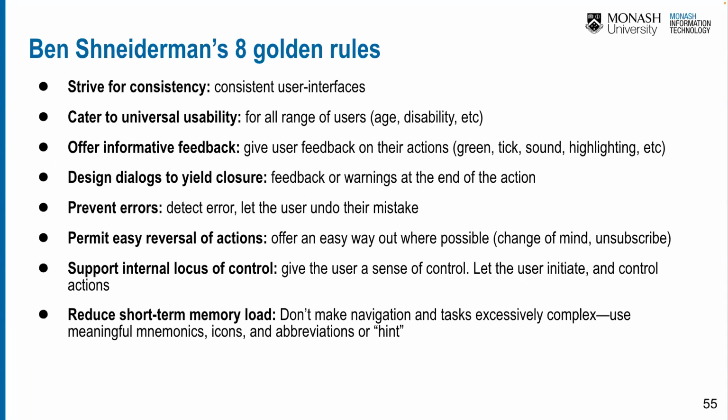Okay. Next, we should offer informative feedback as much as possible, right? Give users feedback on their actions. Green, okay, if everything is passed, think about the user password setting, right? When it passes the criteria, then it becomes green. Tick, sound, highlighting, that kind of thing, that's the informative feedback. Design dialogues to yield closure, okay? So we should provide feedback or warnings at the end of the action. We should prevent errors as much as possible. So the system should detect errors, and let the user undo that mistake.